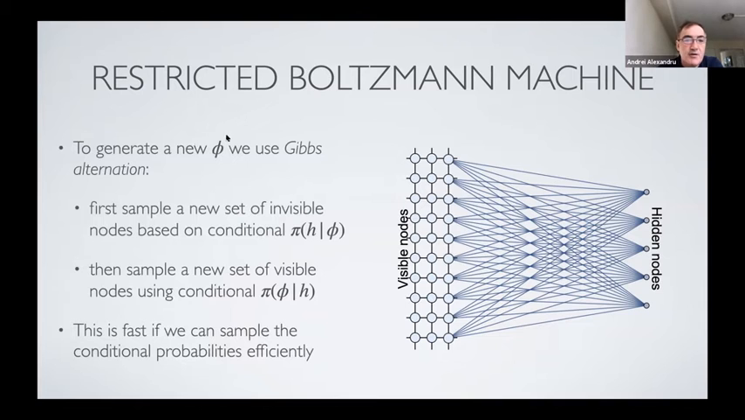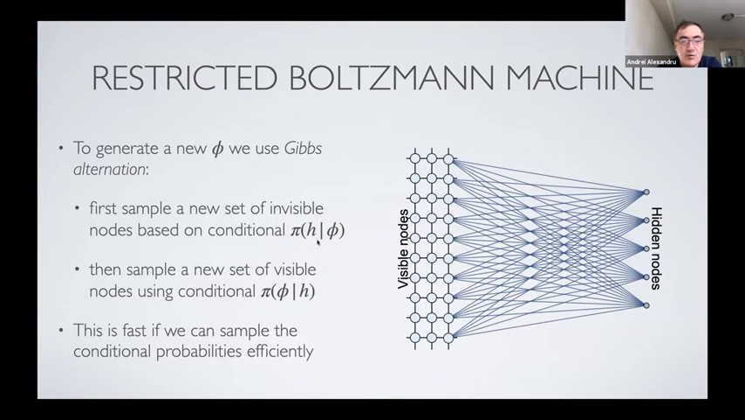The way we generate new fields phi with this machine, assuming that we have it all trained, is that we first generate a value of hidden nodes while keeping the visible nodes fixed. So we need this conditional probability evaluated somehow, and we need a method that allows us to sample the hidden nodes when given a certain set of visible nodes. And then the reciprocal thing: you fix the values of the hidden nodes, and then you need to sample the value of the visible nodes within the context of a certain value for the hidden nodes.